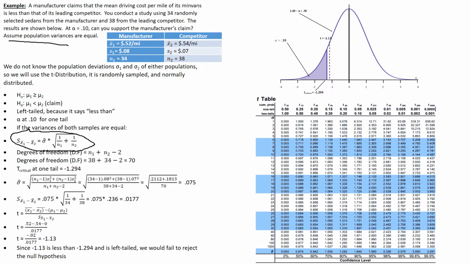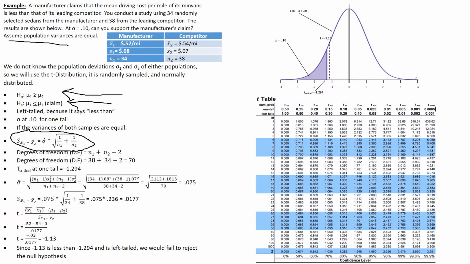So the claim is the mean cost of minivans is less than, so that is the alternate, less than. That's the claim, which means the null hypothesis has to be the equality statement: mu1 is greater than or equal to mu2. It's left-tailed because it has the less than pointing to the left here. And it wants to know 0.10.